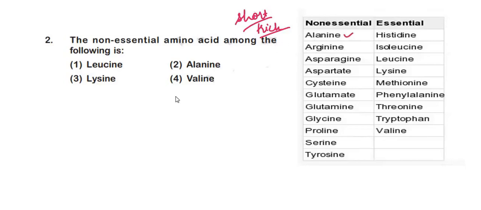Alanine is one of the non-essential amino acids. Out of these 4 amino acids, leucine, lysine and valine are the essential amino acids. So alanine is the only non-essential amino acid. This type of question is very direct. You can simply learn the trick for any one of them, essential or non-essential, and you can easily find out the other one.